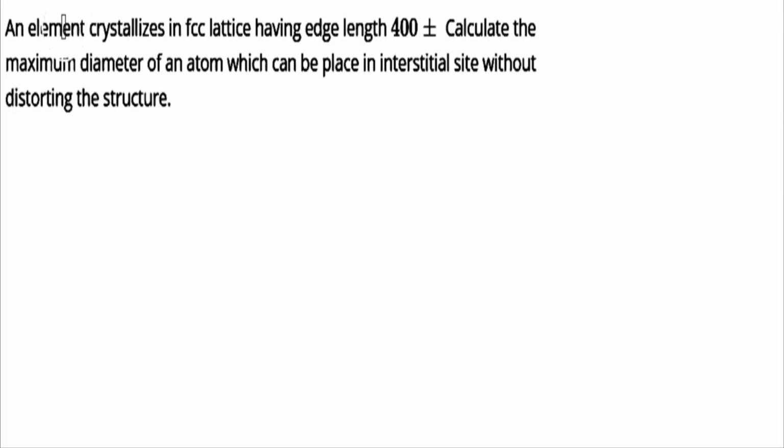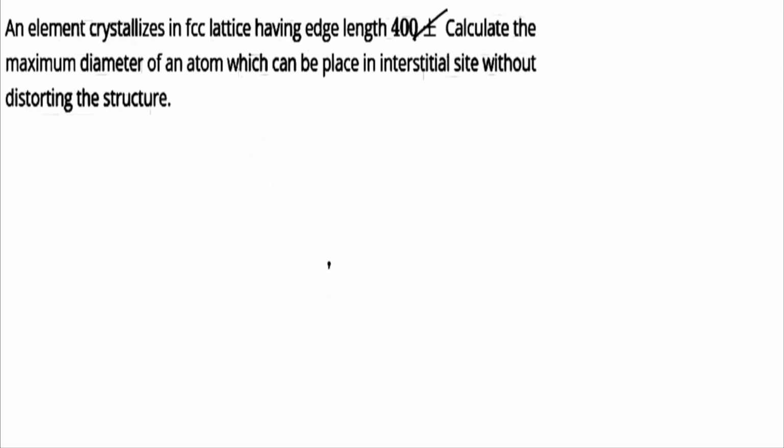Thank you. The question is: an element crystallizes in an FCC lattice having edge length of 400 picometers. You have to calculate the maximum diameter of an atom which can be placed in an interstitial site without distorting the structure.